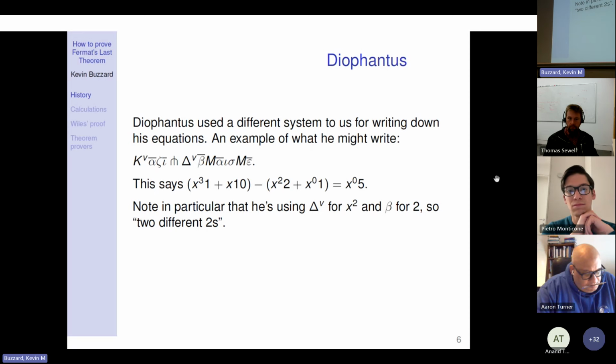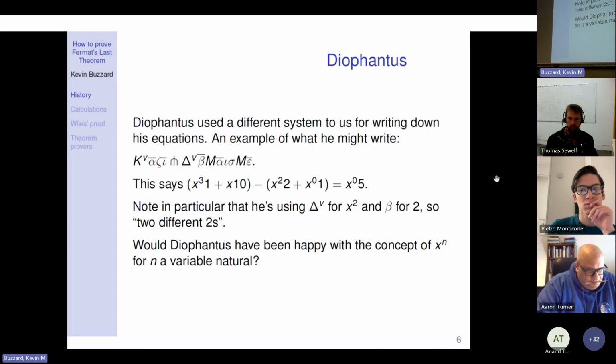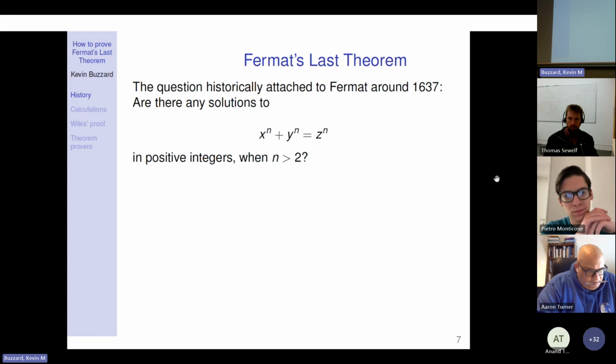I think degree 8 is the highest he ever got, but he never talked about x to the n, and of course that's what Fermat's last theorem is all about. I don't know if Diophantus could even write down Fermat's last theorem, because somehow he didn't have enough machinery to write down x to the n. Historically attributed to Fermat around 1637, the question is: are there any solutions to x to the n plus y to the n equals z to the n in positive integers when n is bigger than 2?